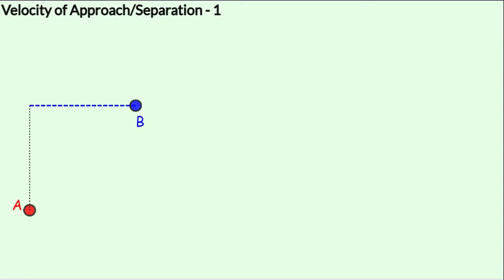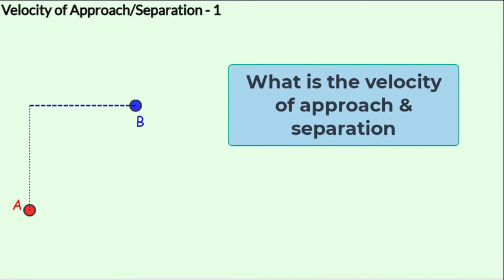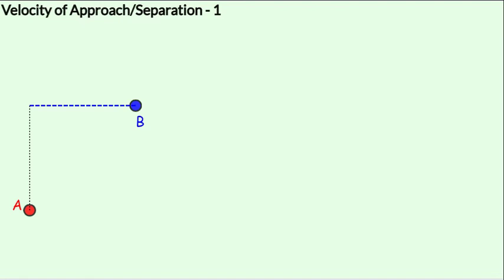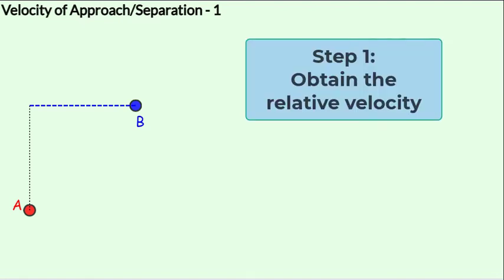In this lesson, we will use this simple example to understand what is the velocity of approach and the velocity of separation. And to obtain the velocity of approach or separation, we first have to obtain the relative velocity of one ball with respect to the other.